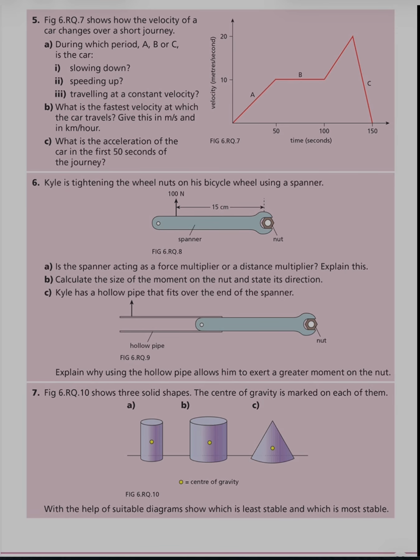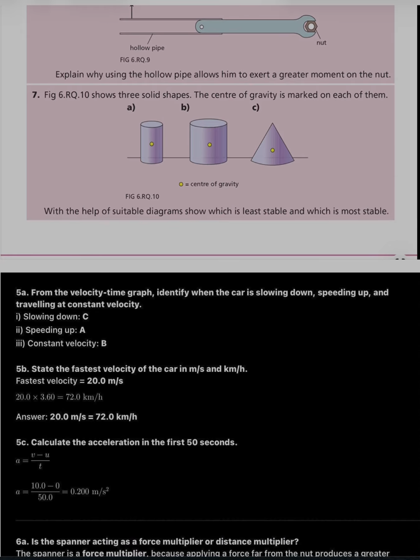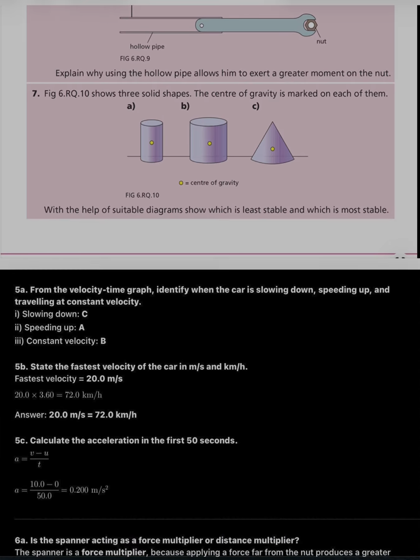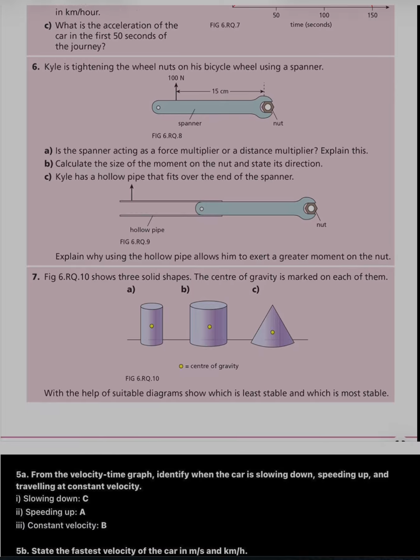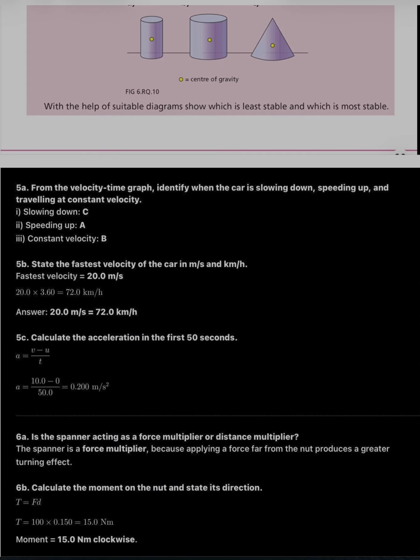Fastest velocity equals 20.0 meters per second. 20.0 times 3.6 equals 72.0. Answer: 20.0 meters per second equals 72.0 kilometers per hour. 5C. Calculate the acceleration in the first 50 seconds. A equals 10.0 over 50.0 equals 0.200 meters per second squared.